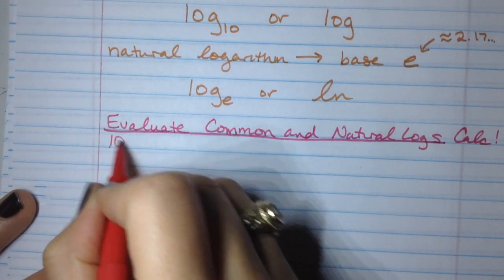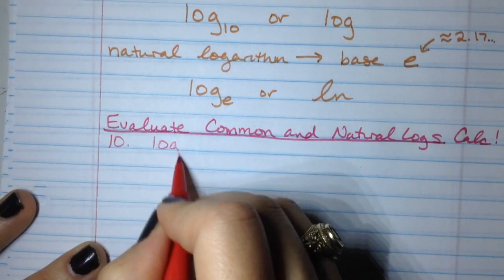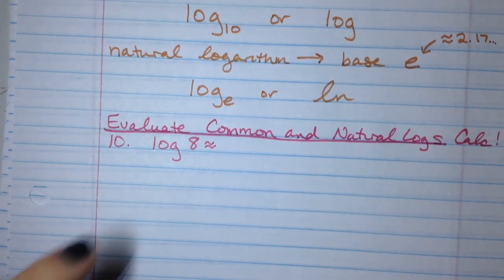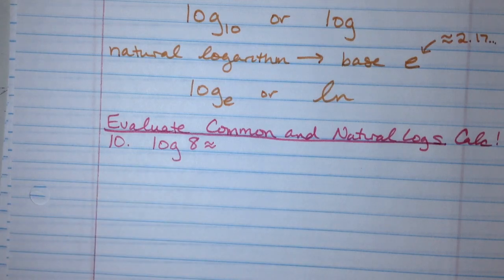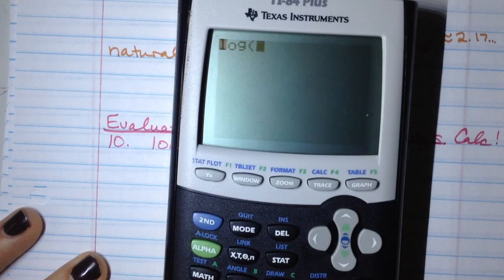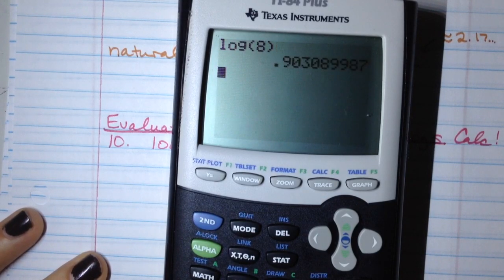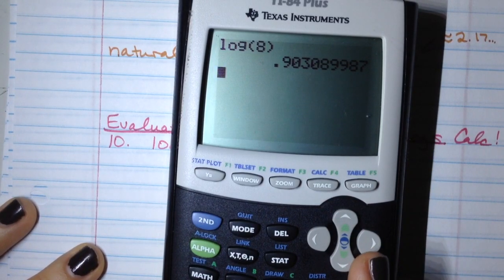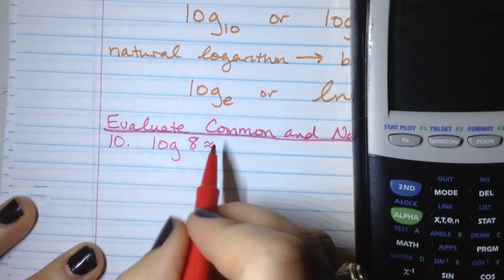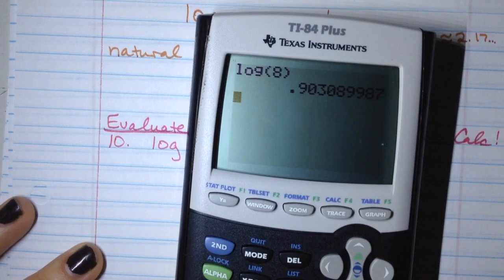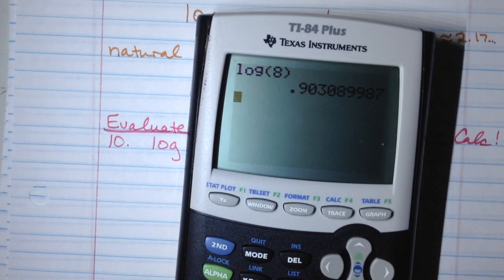Our first example, which will literally just be pressing buttons in your calculator, is if you see log base 10 of 8. Now, the 10 is not written there, but because it's not written there, I assume that it's a 10. The great thing about this is that I just get to press the log button, type in an 8, and press enter, and it will evaluate for me. So we know that this is approximately 0.903. Boom, we have evaluated this common log using our calculator.